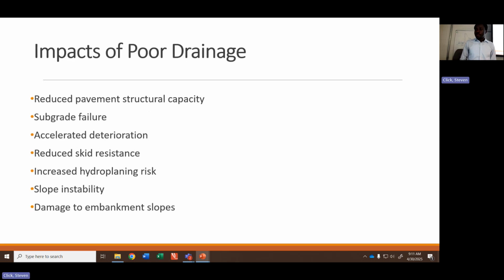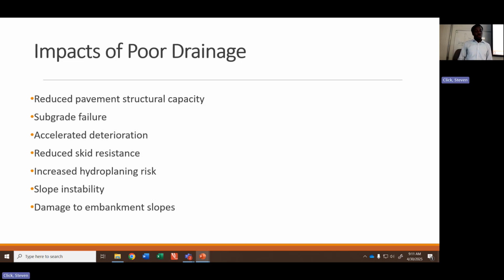Okay. So these are some of the impacts of poor drainage that you have to know, so that when you see these things on roads, you realize that they have been caused by the roads having poor drainage facilities. Reduced pavement structural capacity. As the water stays longer on the roads, there are certain areas where the water pumps and the roads deteriorate much faster in those areas.